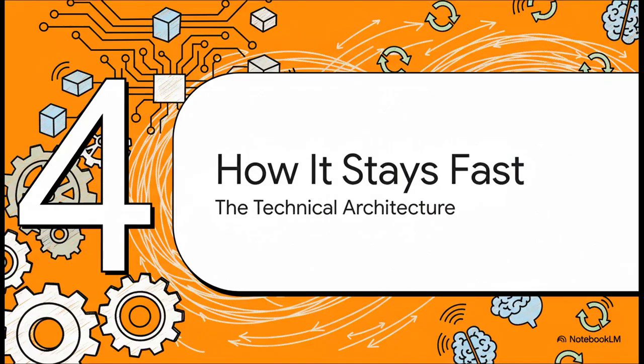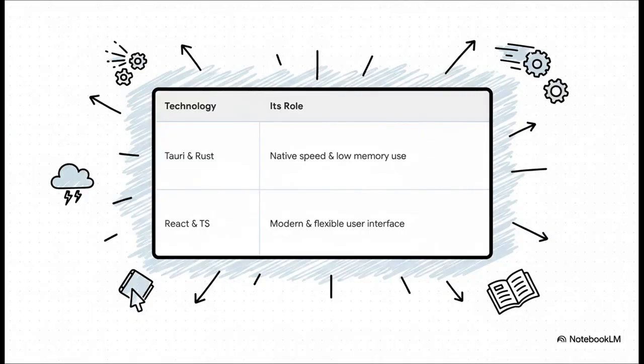So how does it actually pull all this off? I mean, how can Athos offer all these modern features while staying so incredibly fast and light on its feet? Well, the secret is all in its technical architecture. Under the hood, Athos basically gets the best of both worlds. The backend is built with Tauri and Rust. That's what gives it that raw, native application speed and that super low memory footprint. But then, for the user interface, the part you actually see and click on, that's all built with React and TypeScript. That means you get a beautiful, modern, and really flexible experience.